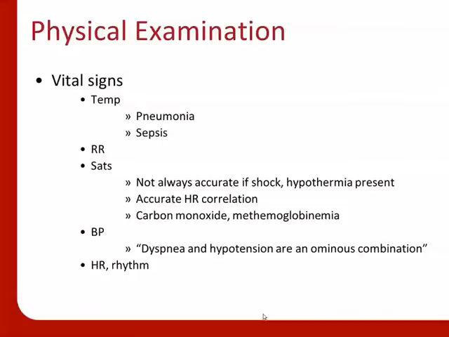If the heart rate and the pulse doesn't correlate, they may be significantly hypotensive, and it may not necessarily be accurate, or it may just not be reading accurately. Carbon monoxide poisoning or methemoglobinemia can also affect the saturation. If their blood pressure is low, that's a really bad sign. So if they're dyspneic or tachypnic and hypotensive, something bad's usually going to happen relatively quickly.